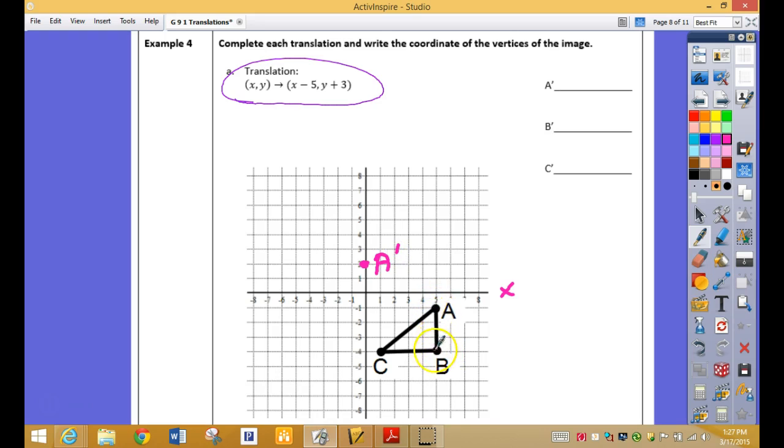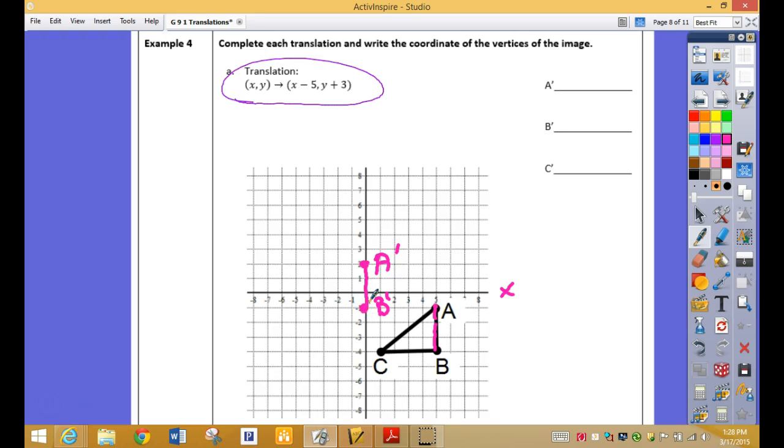And now notice if our B doesn't line up right underneath our A over here, we did something wrong. And these are congruent, so we would count over 5. 1, 2, 3, 4, 5. Up 3. 1, 2, 3. And that's my new B. Let's just check. These are congruent. How many spaces here? 1, 2, 3, right? Are there 3 here? 1, 2, 3. Oh, good.